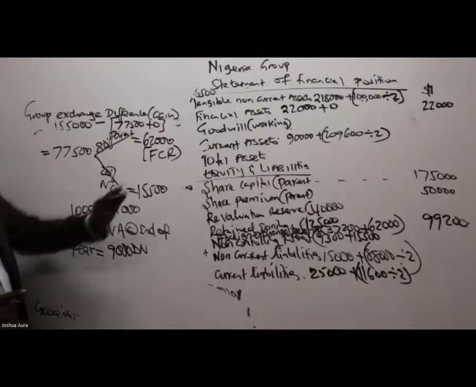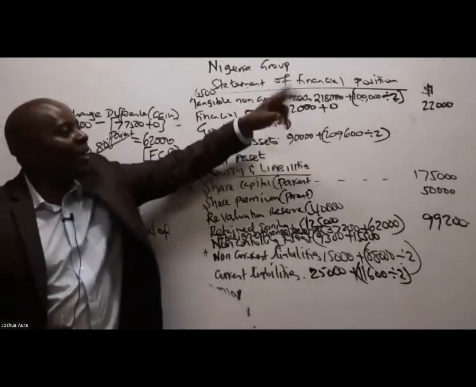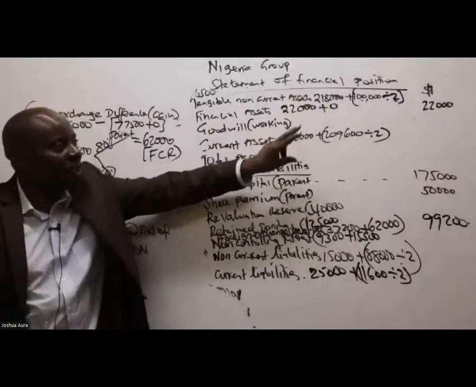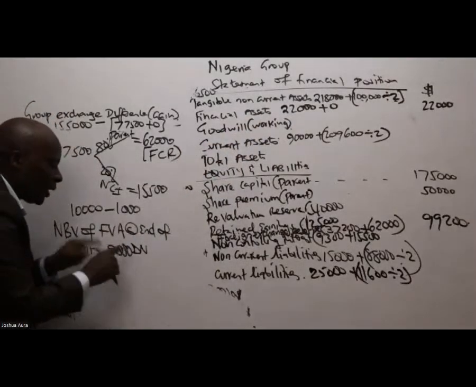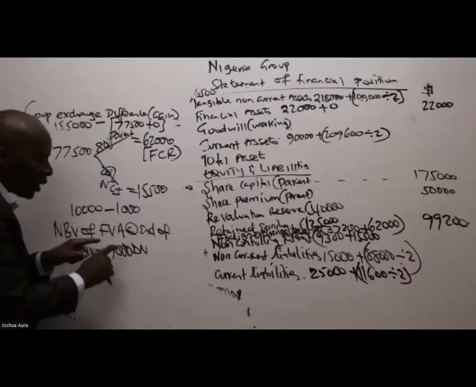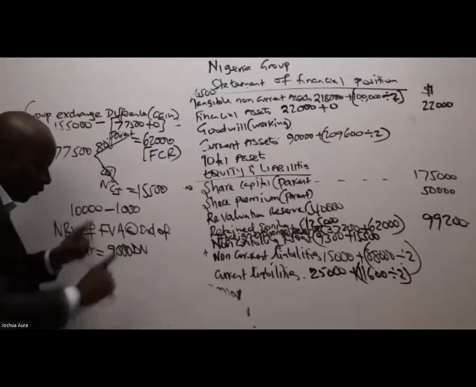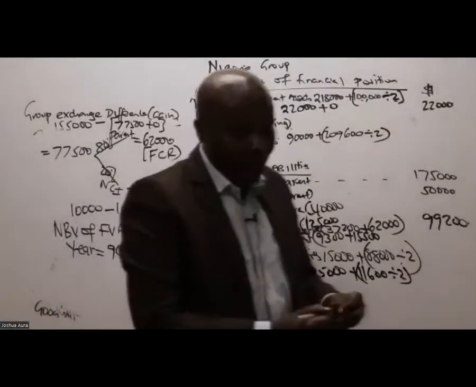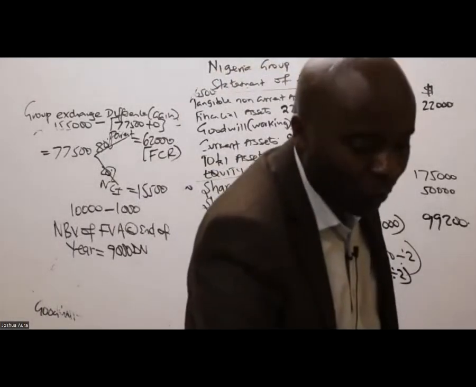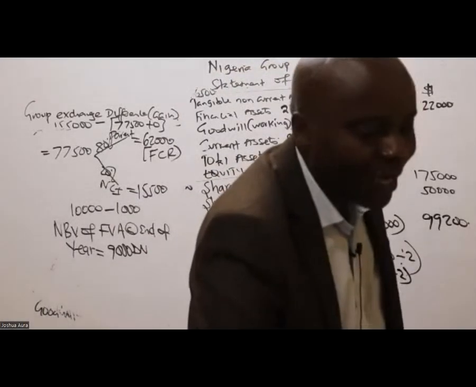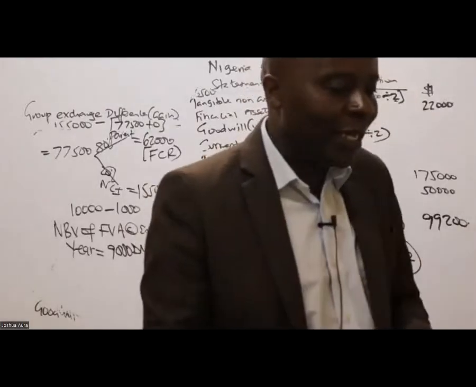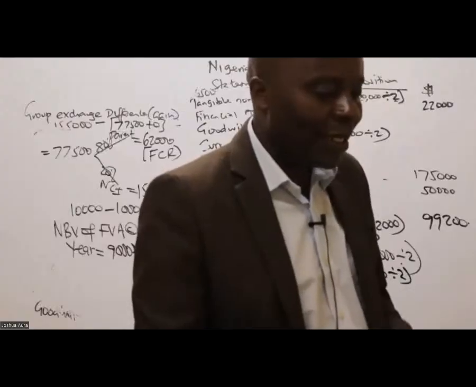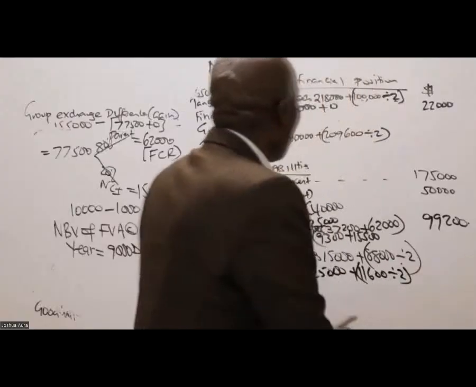But remember the way things are, I'd already begun doing the retranslations. So can somebody tell me what rate should I use to retranslate this 9,000? Is it 2 or 4? Somebody now talk to me. Now you guys are becoming professionals. Because it's net book value at the end, it should be 2.